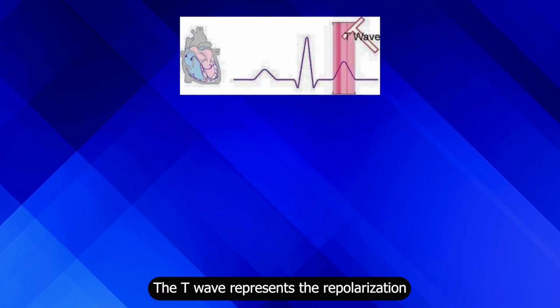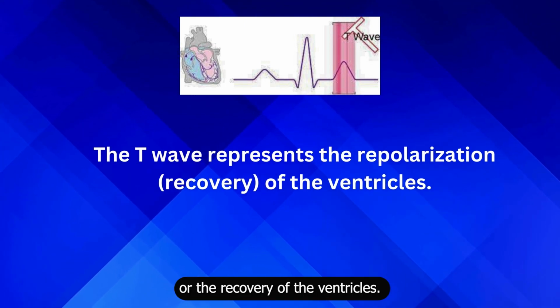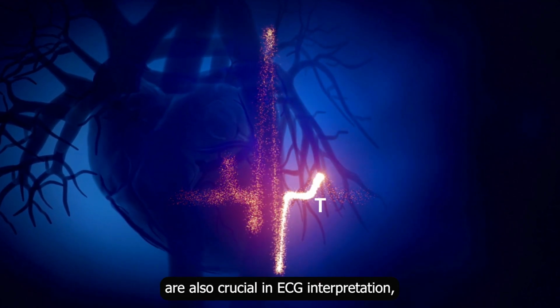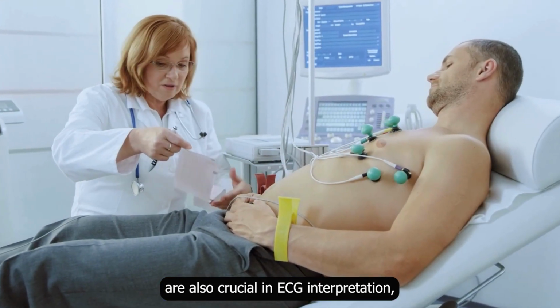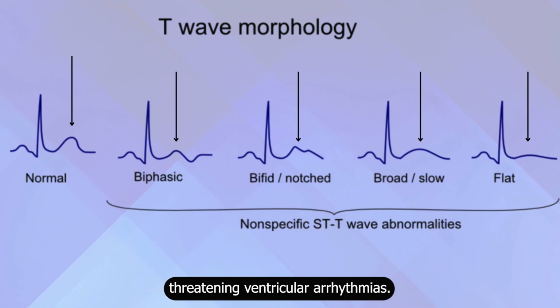The T wave represents the repolarization or the recovery of the ventricles. Like the QRS complex, the morphology and duration of the T wave are also crucial in ECG interpretation, as it is used for diagnosing pathology and assessing the risk of life-threatening ventricular arrhythmias.